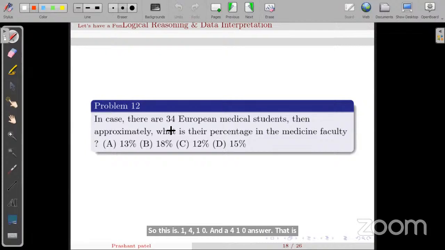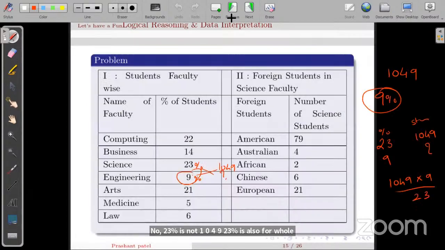The next question, in case there are 24. Okay, because 20% of 104 and there are 9% of all. Yeah, so what? No, 23% is not of 1049. 23% is also for the whole. See, you need to understand the table.